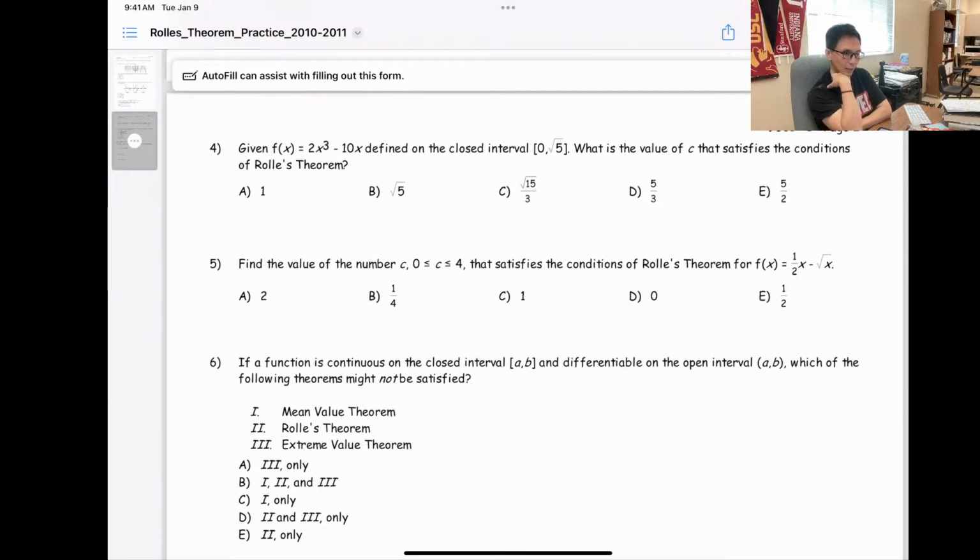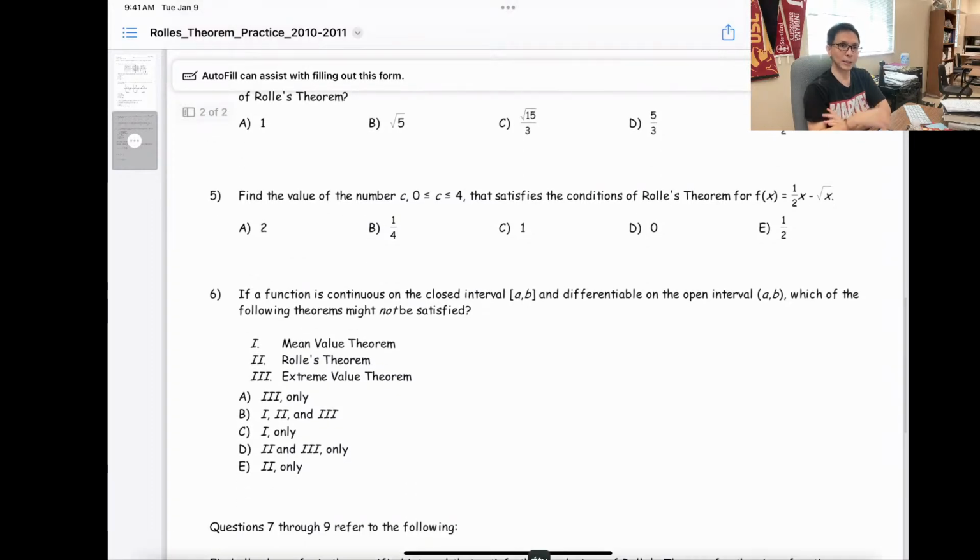Given f of x equal to 2x cubed minus 10x, defined on a closed interval 0 to square root 5. This one, the answer is C. Did you get C? You must rationalize. If you didn't get the C, you must rationalize. It's just simple math. The reason why on the AP exam all the answer choices are rationalized: if you have a radical on the bottom, rationalize it.